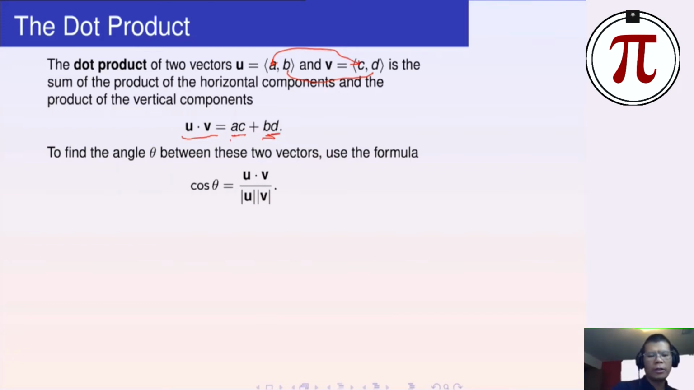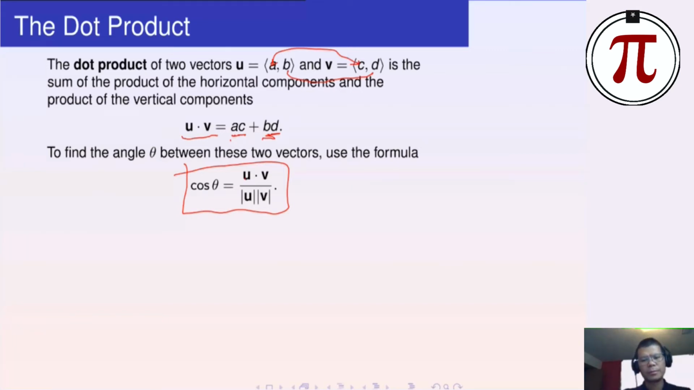Now here is a very interesting formula. If the angle between two vectors is theta, then cosine theta equals u dot v, the dot product of u and v, over the product of their magnitudes. So on the top is the dot product, and on the bottom is the product of their magnitudes, and that's cosine theta. Make sense? Okay, very good.